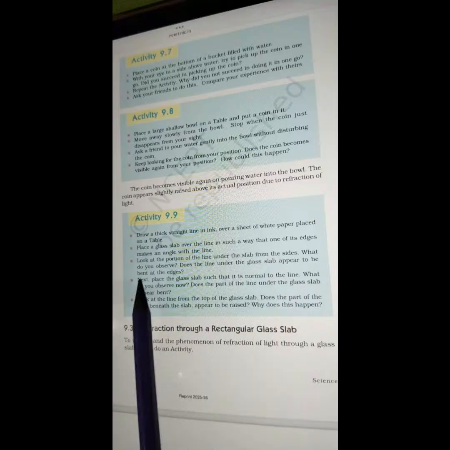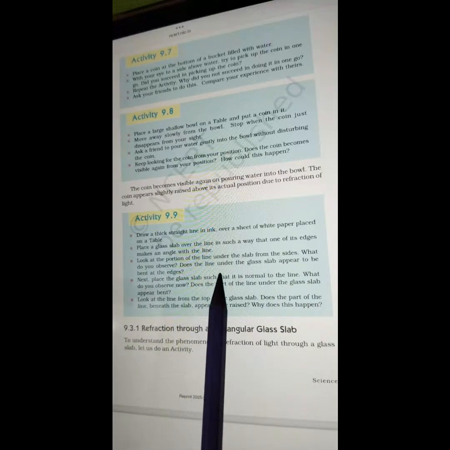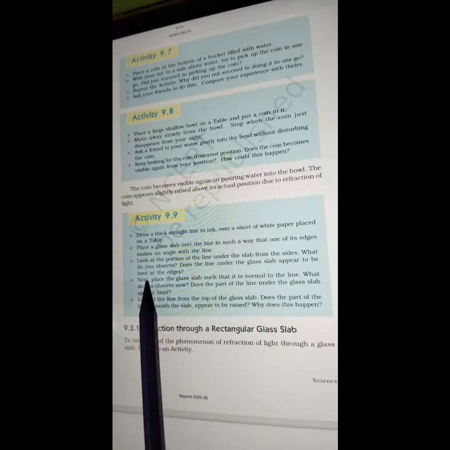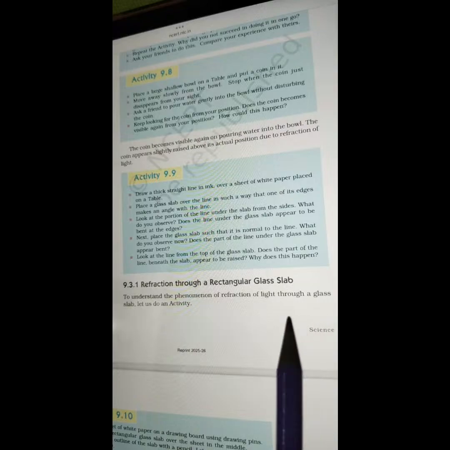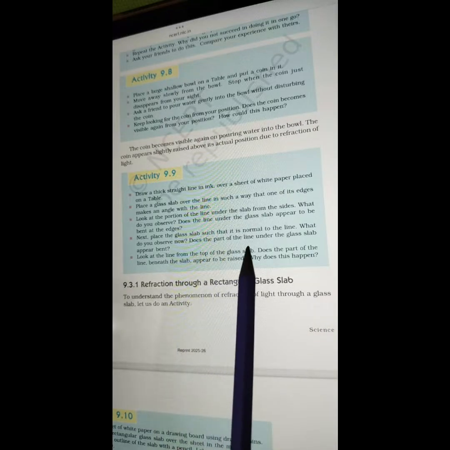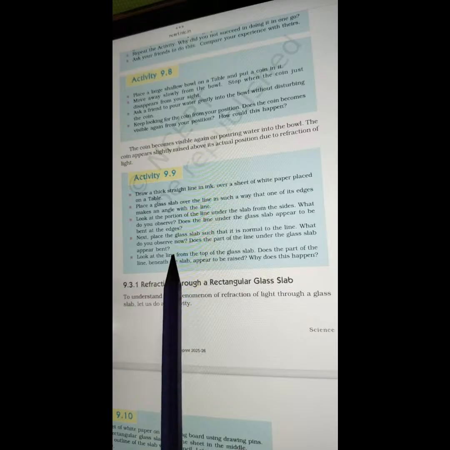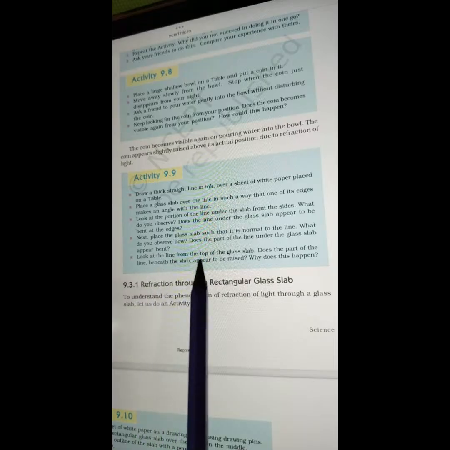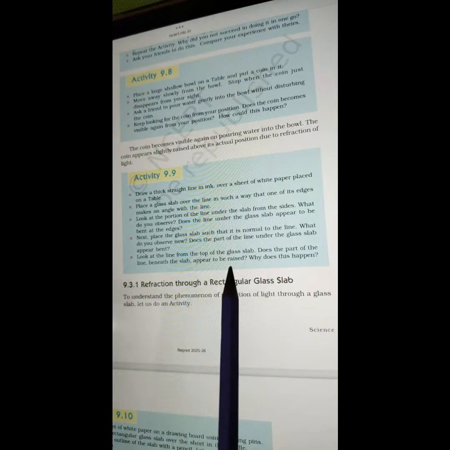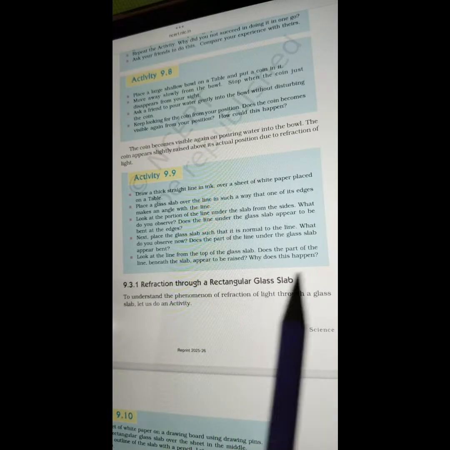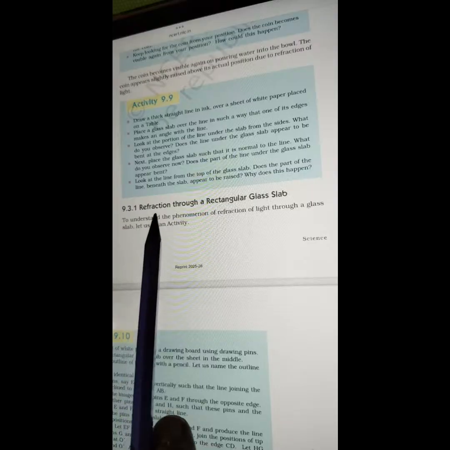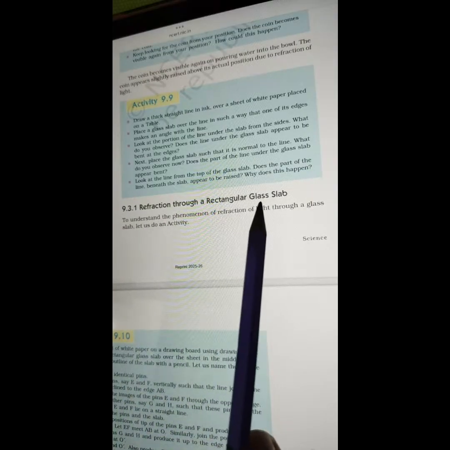From the sides. What do you observe? Does the line under the glass slab appear to be bent at the edges? Next, place the glass slab such that it is normal to the line. What do you observe now? Does the part of the line under the glass slab appear bent? Look at the line from the top of the glass slab. Does the part of the line beneath the slab appear to be raised? Why does this happen? 9.3.1 Refraction through a rectangular glass slab.